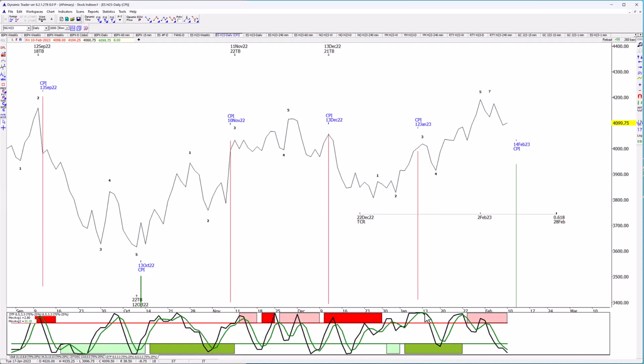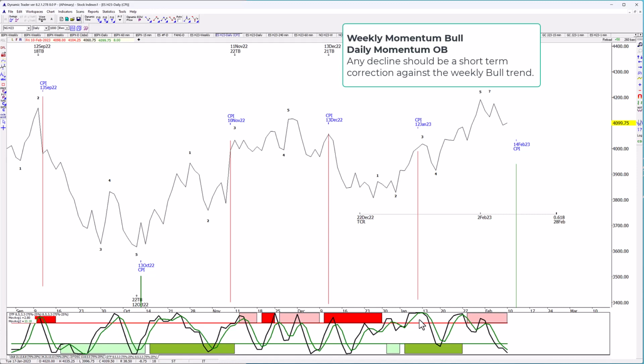Going into the January report, the daily momentum was overbought. Now here's what's really important. However, the weekly momentums were bullish. So when we have a daily momentum cycle that is overbought and makes a bear reversal against a weekly bullish cycle, usually we just have a 3 to 5 day correction against the weekly trend. Exactly what we had here.